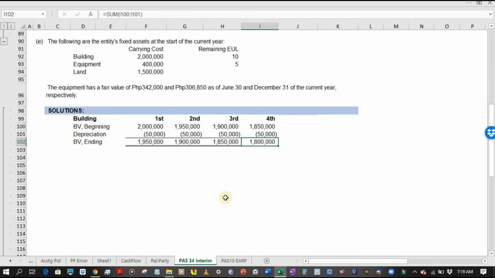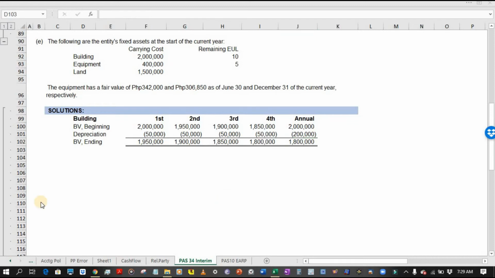And of course, for the annual reporting, since annual reporting starts in January, the January beginning balance of the book value of the building is 2 million pesos. The depreciation that we have computed from January to December is 2 million divided by 10 years, which is 200,000 pesos, composed of the 50,000 depreciation expense recognized in each quarter. So the ending book value that will appear in the statement of financial position for the year, December 31, is 1.8 million, similar to that of the fourth quarter.